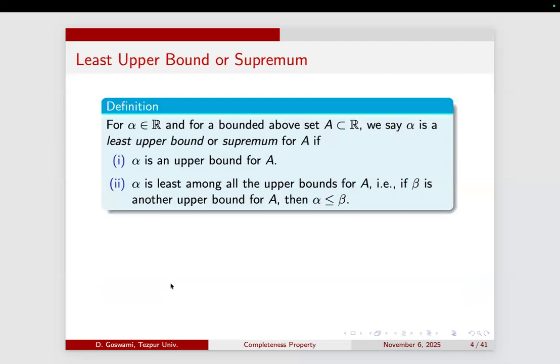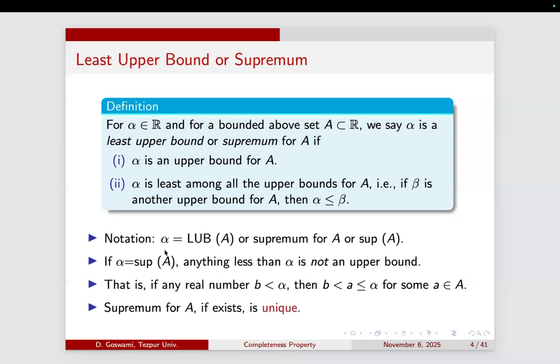So what do I mean by least upper bound of a set? Given a non-empty subset of R, a least upper bound or supremum, first, is itself an upper bound, and it is least among all the upper bounds. That means if beta is any other upper bound, beta has to be greater than or equal to alpha. Standard notation of supremum is LUB of A, supremum of A, or sup of A.